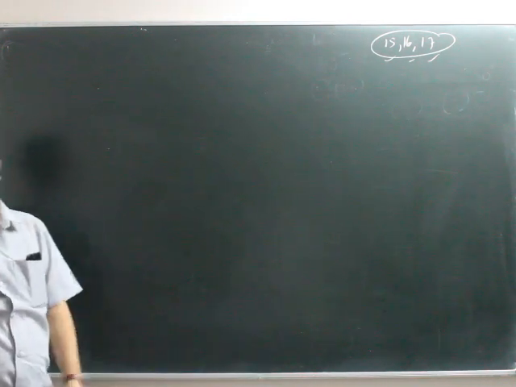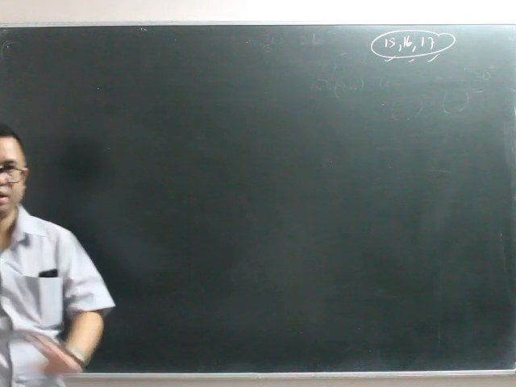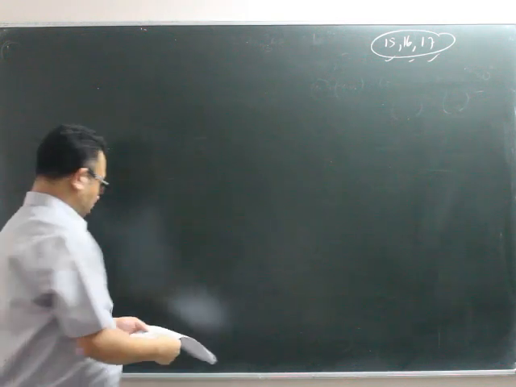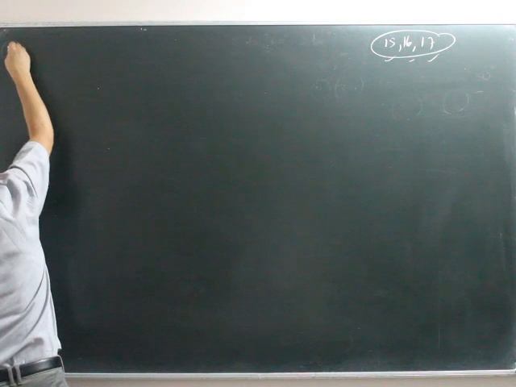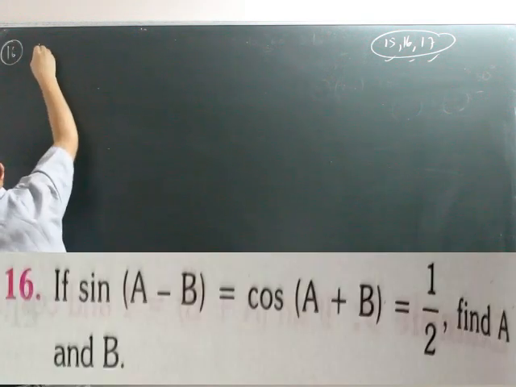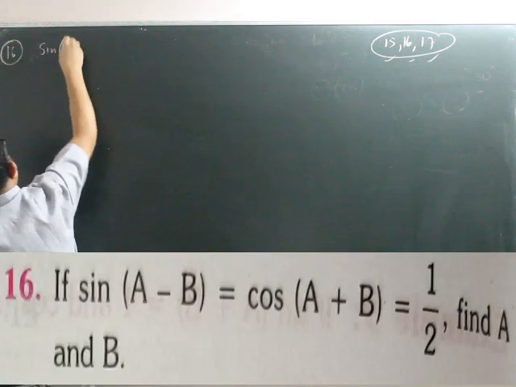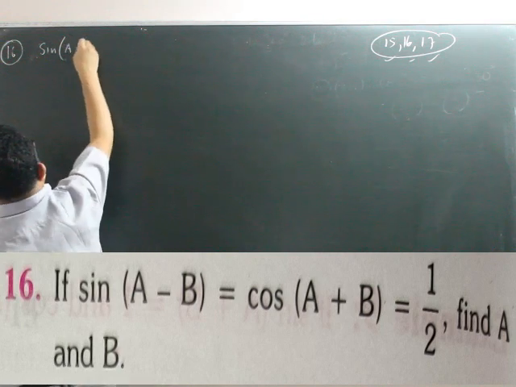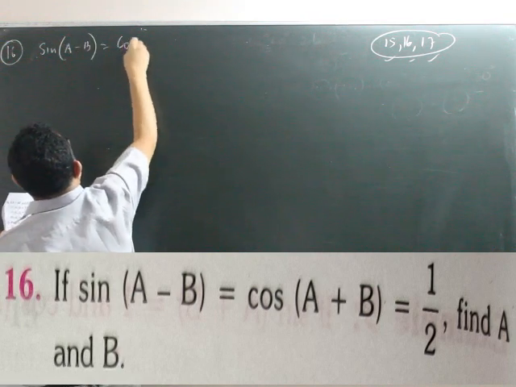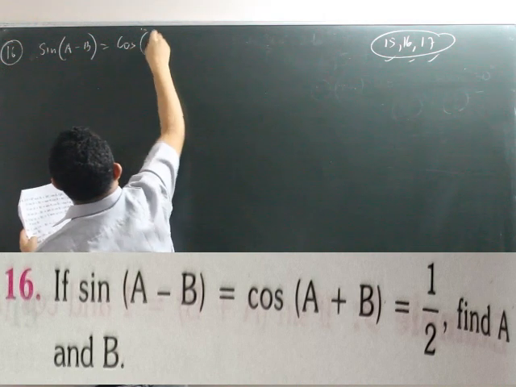See, what is 16? It says that if sine A minus B is equal to cos A plus B, and that is equal to half, find the value of A and B.